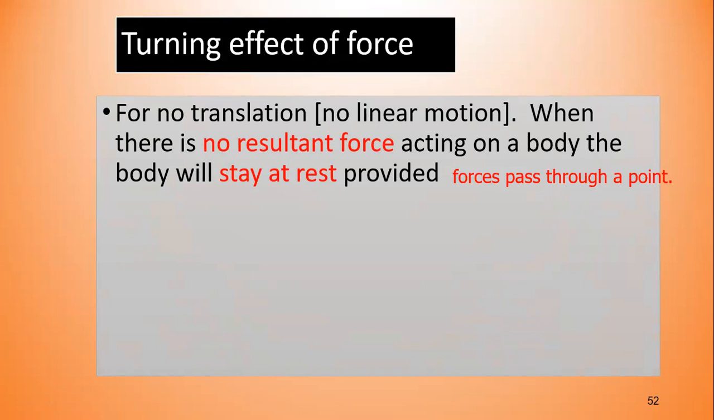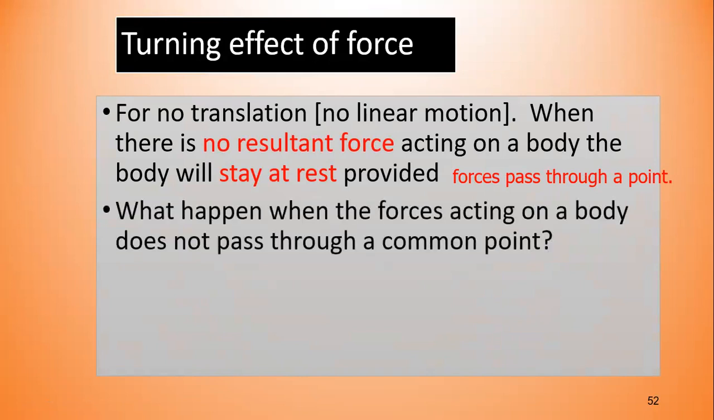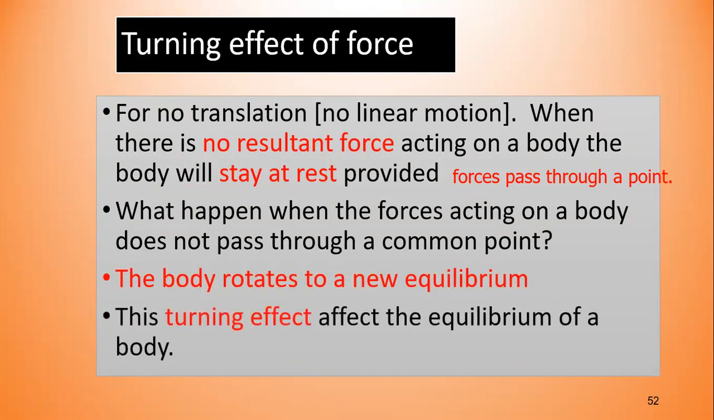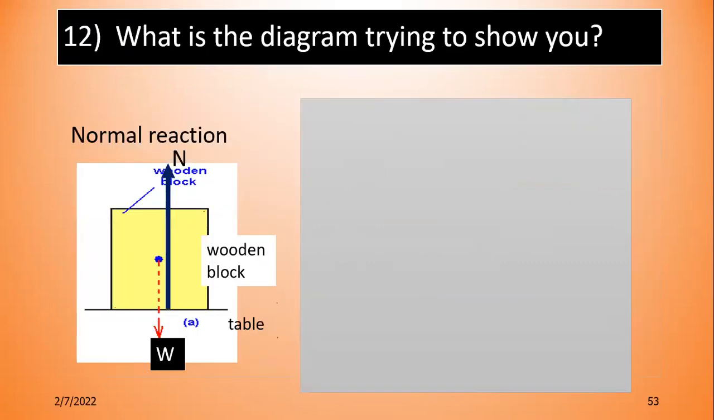Okay. Three forces acting on a body that is stationary. The lines of action of the forces will pass through a point. What happens when the forces acting on the body do not pass through a common point? Right? The body rotates to a new equilibrium. This turning effect affects the equilibrium of the body. Right? The turning effect of the force.